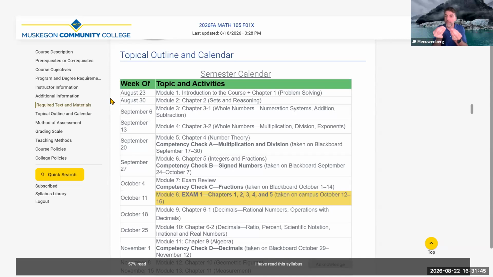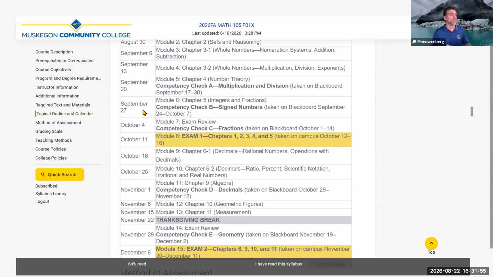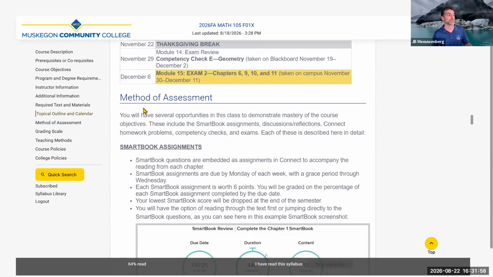So I like to build in a buffer for you. Sometimes that leads to a little bit of overlap from when a module is due and when the next module opens. But I think it gives you a little bit of buffer because I know you're all busy. Please look through those dates.